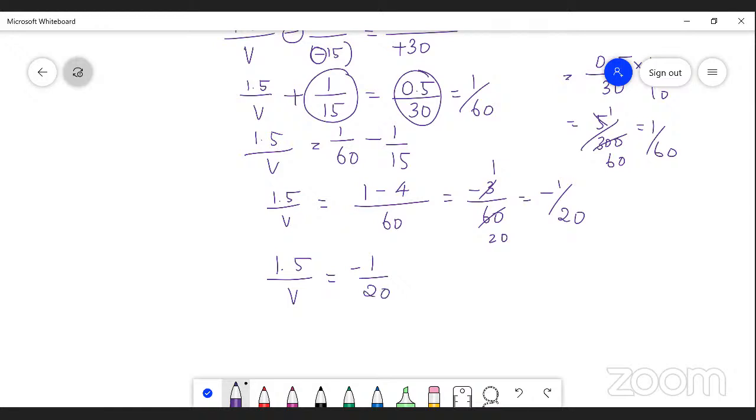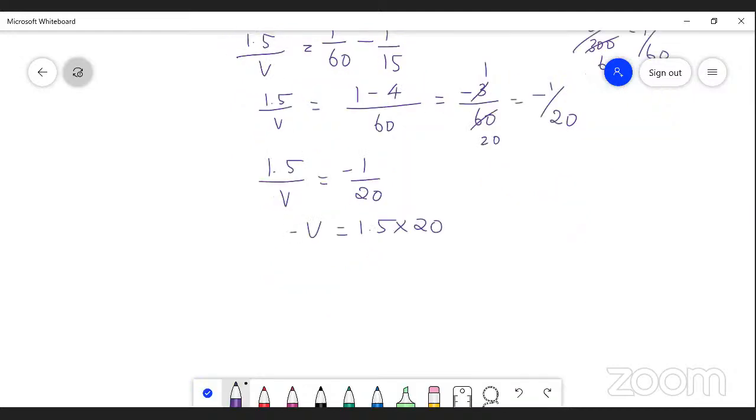Multiply this: minus V is equal to 1.5 into 20, which is 30.0, decimal cancel. So it is equal to 30. So minus V is equal to 30. V is equal to minus 30 centimeters.